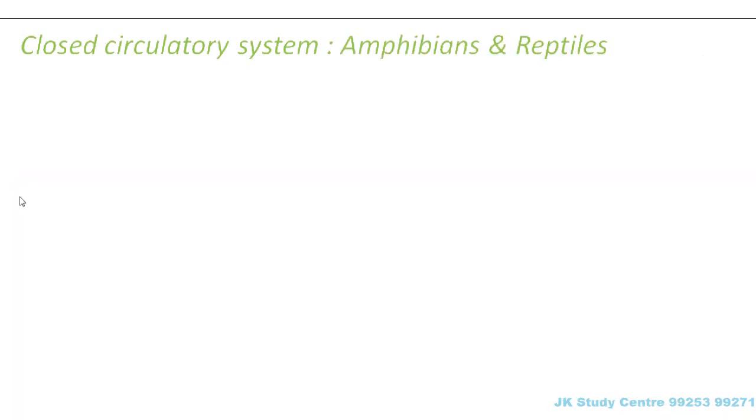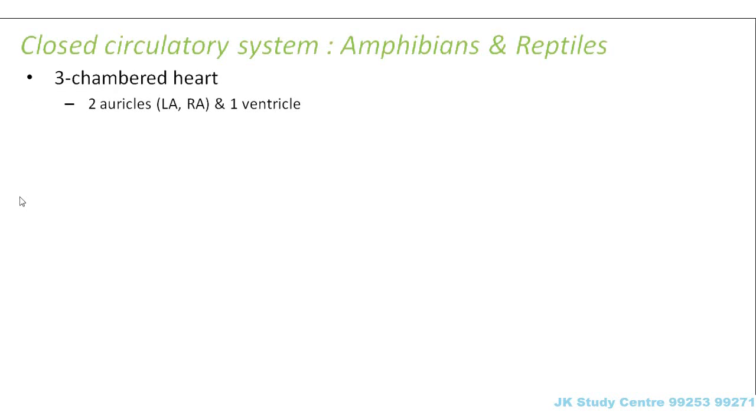Amphibians and the reptiles, as I just mentioned, they have a 3-chambered heart. So what are the 3 chambers? Now they have 2 auricles and 1 ventricle. Earlier we had 1 auricle and 1 ventricle, but now we have 2 receiving chambers. Auricles are the receiving chambers, right? That is left auricle and right auricle, which are abbreviated as LA and RA. In case of amphibians, we have double circulation.